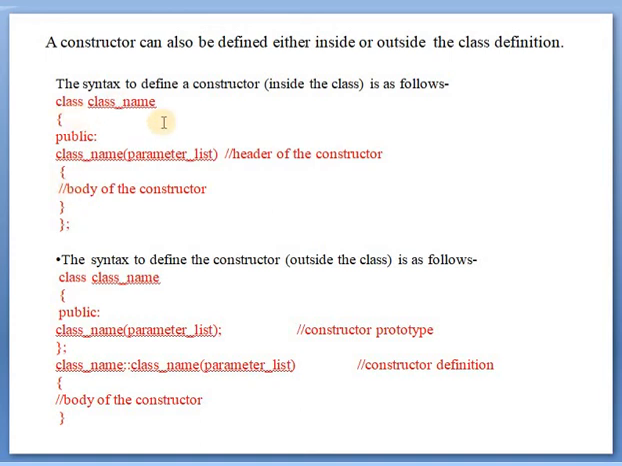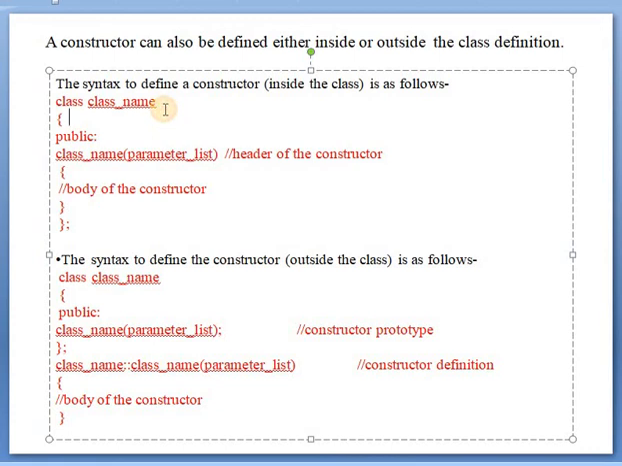We will see an example also. Suppose here we write student. Now again here the class name is also student, so constructor name must be student. Here in the parameter list we can pass any parameters like integer roll number, character name, etc. And here is the body of the constructor.